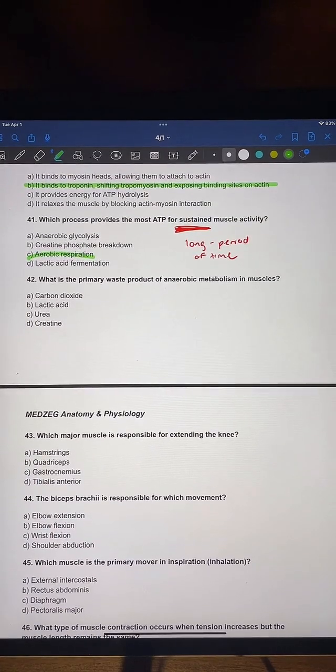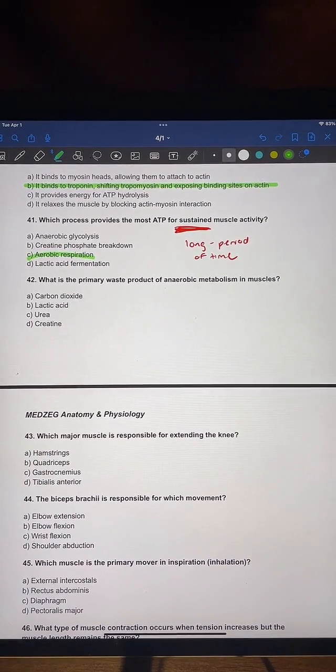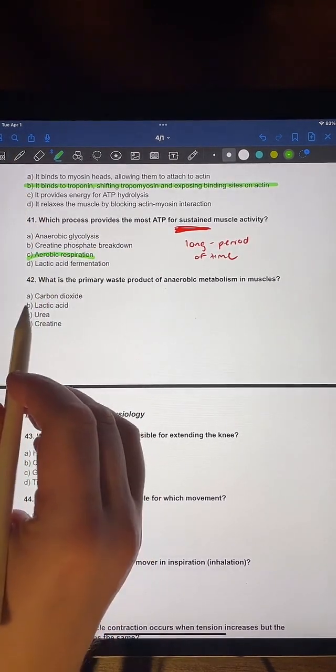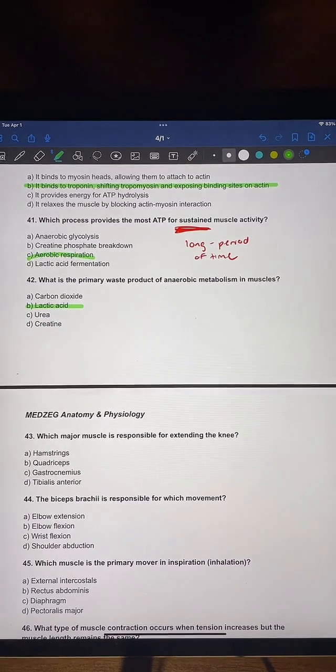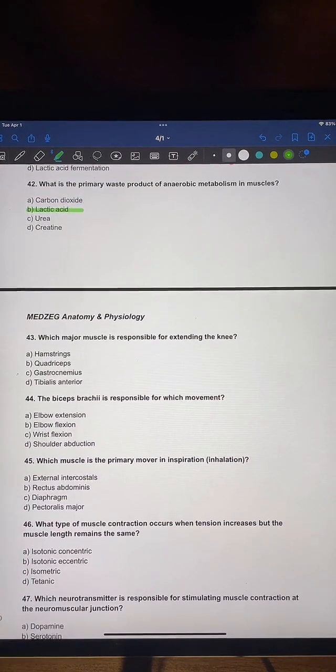42. What is the primary waste product of anaerobic metabolism in muscles? Awesome, you guys are already answering that one. I literally just took my muscles exam today. Awesome, hopefully it went well. The answer choice is B. It is lactic acid. When oxygen is low, muscles use anaerobic glycolysis. It produces lactic acid, which is our fatigue and soreness.